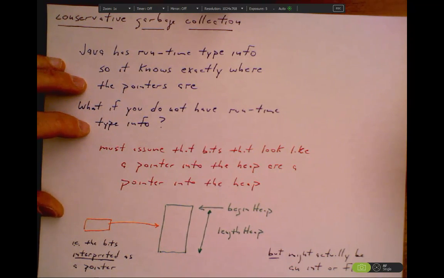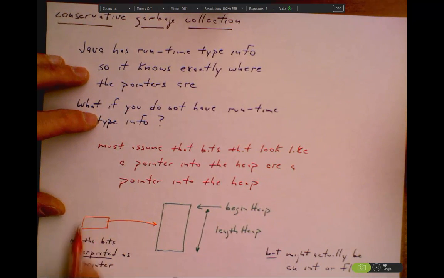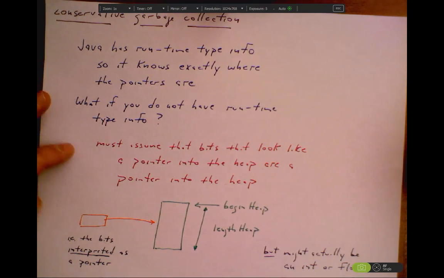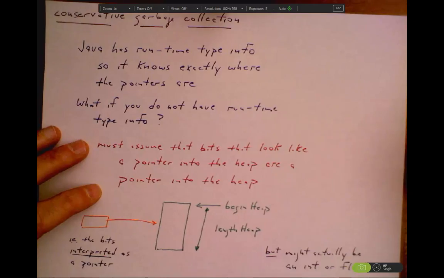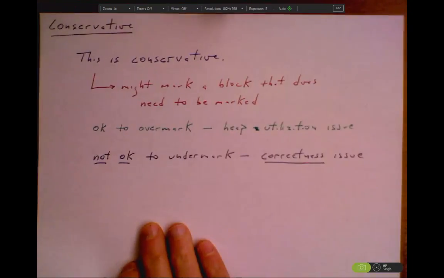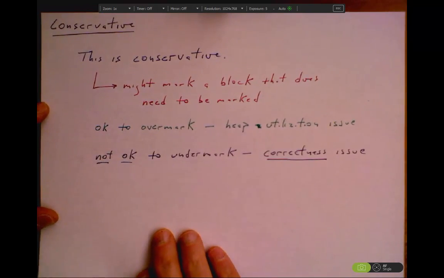Because the point is I'm forcing an interpretation on a set of bits, and I don't know for sure. It might actually be an int or a float, right? Those bits, by chance, the int value or the float value might contain a value that looks like it could be a pointer. I don't know for sure, but to be safe, to be conservative, I will assume it does point. And I will go ahead and mark an allocated block that it points to.